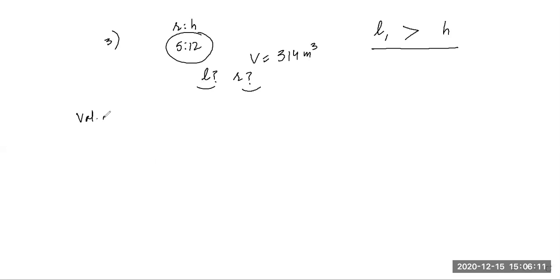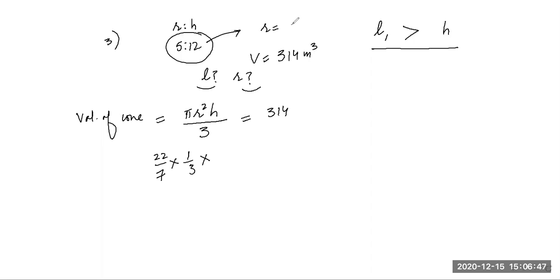Remember, volume of a cone is 1/3 of the volume of the corresponding cylinder. Cylinder I know very well: base area pi r square into h. 1/3 of this will be divided by 3. Now this is given as 314 meter cube. Radius is not given. Whenever a ratio is given, we know the formula: always think radius is equal to 5x and height is equal to 12x.